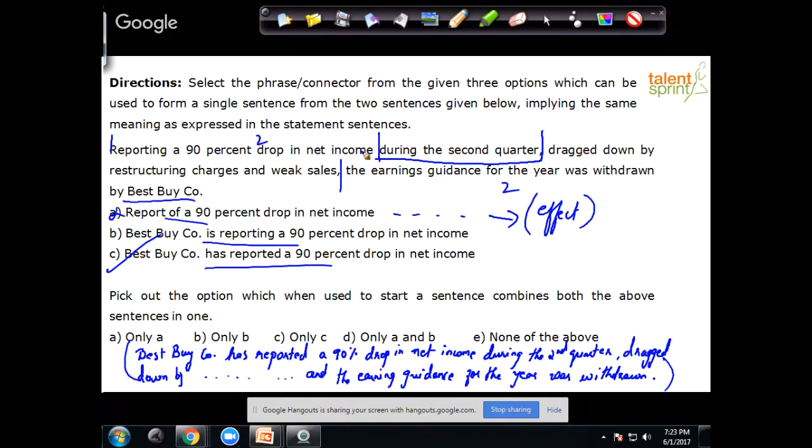Write the sentence and see. It will not make grammatical sense for you. Reporting a 90% drop in net income during the second report of a 90% drop in net income showed so and so. Yeah, so Rishika has given you an example. See, report of a 90% drop in net income led to the withdrawal of the. So I can't really club the given sentences. I have to modify the entire thing, add some elements. So the better option when I start the sentence to combine these two sentences will definitely be C.